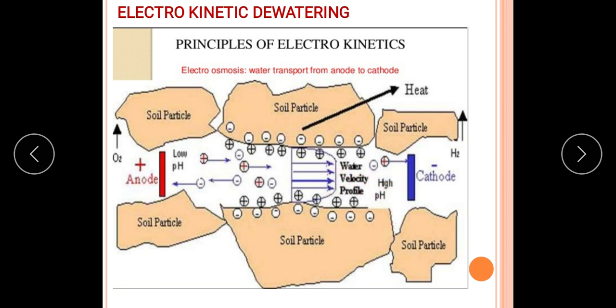We can connect the cathode to the pump. The cathode may be made up of a steel bar with perforations, and through the perforations water can move to the cathode. It will be collected, then pumped out. So this is a simple electroosmosis method, water transport from anode to cathode. This we already studied. So this is the electrokinetic dewatering method, a very simple method.